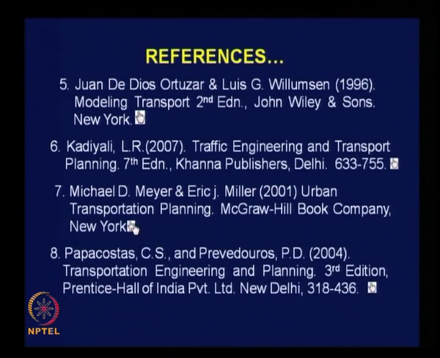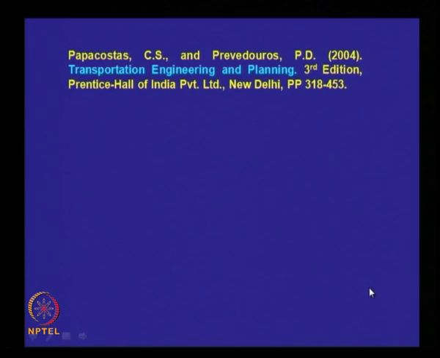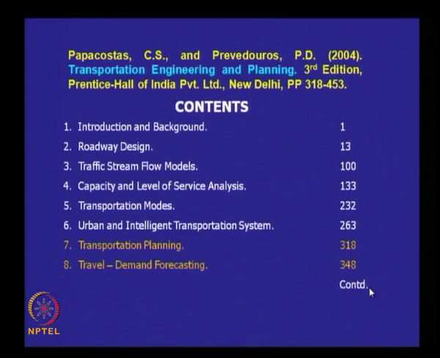Then lastly, Papacostas C.S. and Prevedouros P.D., 2004, title is Transportation Engineering and Planning, deals with both engineering aspects as well as planning aspects. I will just show you the contents of this book. Starts from introduction, roadway design, traffic stream flow models, capacity and level of service, transportation models, urban and intelligent transportation system.